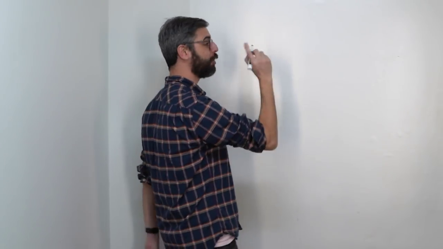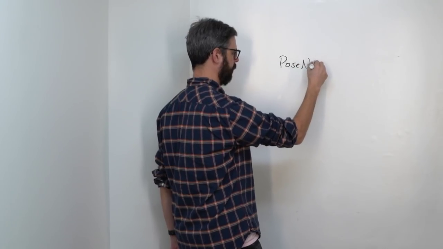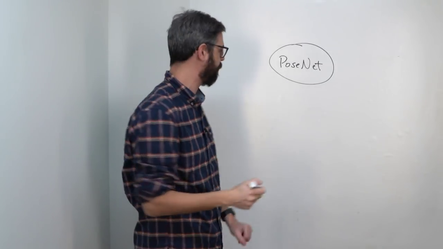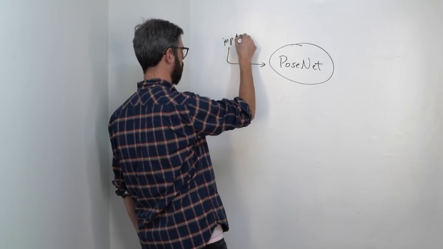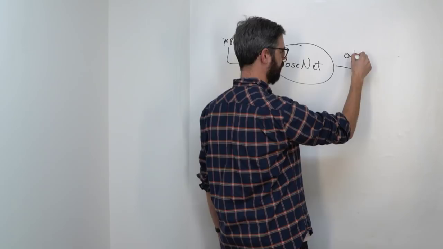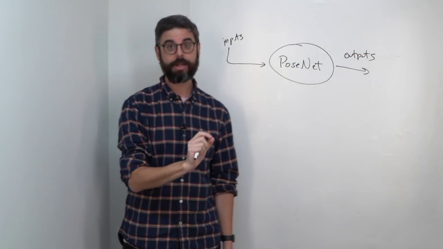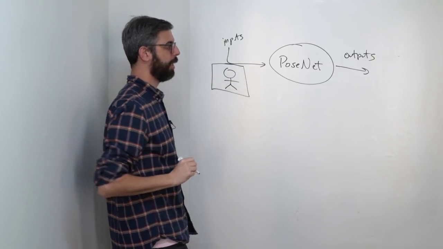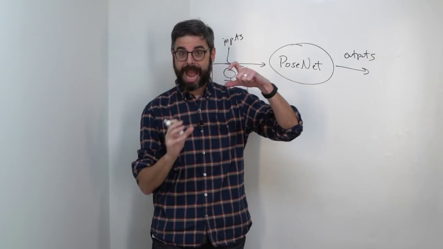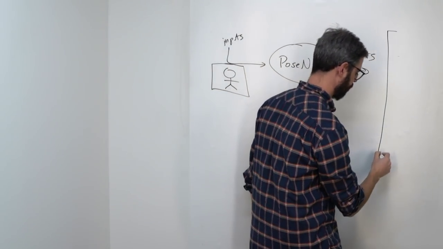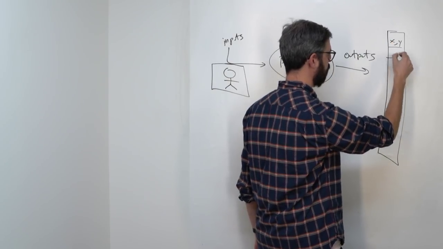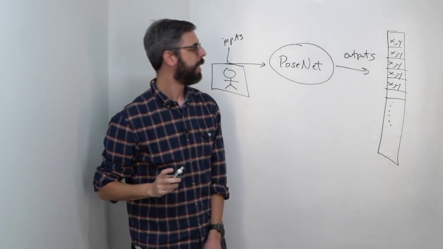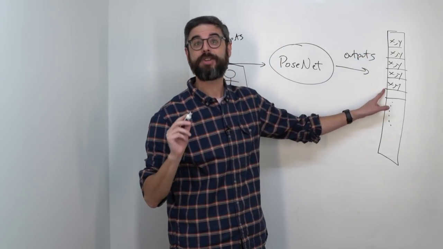The model, as I mentioned, that I'm looking at is called PoseNet. With any machine learning model that you use, the first question you probably want to ask is, what are the inputs? And what are the outputs? And in this case, the PoseNet model is expecting an image as input. And then, as output, it is going to give you an array of coordinates. In addition to each of these x, y coordinates, it's going to give you a confidence score for each one.